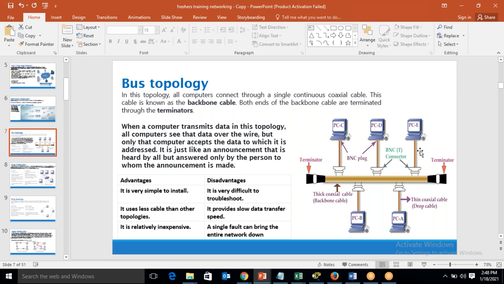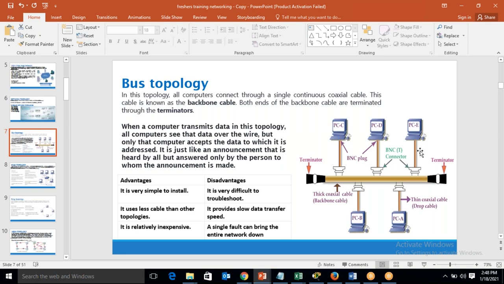But there are more disadvantages than advantages in this type of topology, Hitesh. What are those disadvantages? Let us see now. It is very difficult to troubleshoot. Of course, troubleshooting is a big headache. And it provides a slow data transfer speed. Why?